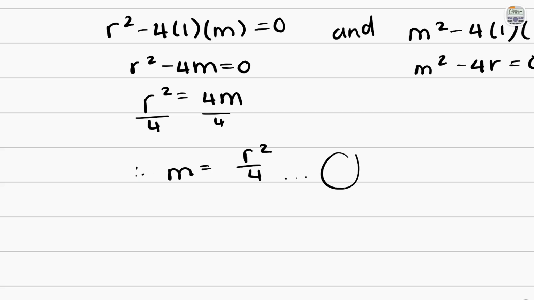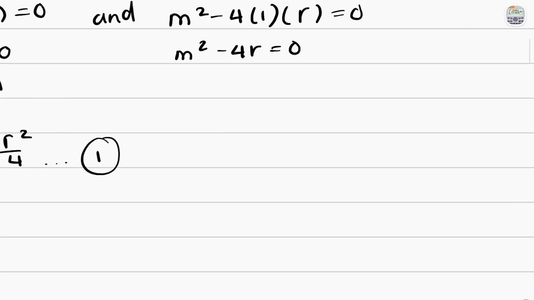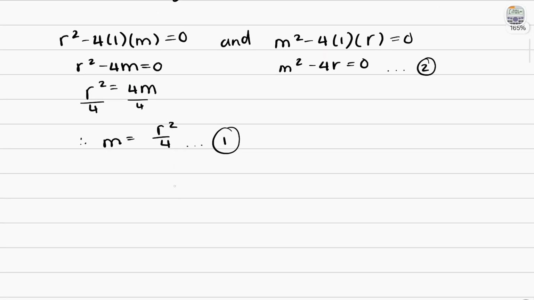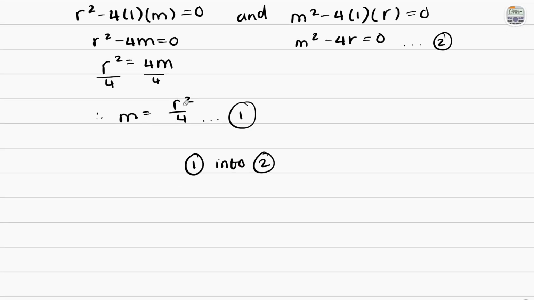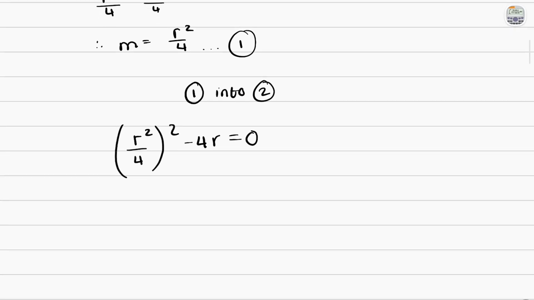And I'll go ahead and say this is equation 1. Okay, m is equal to this value, and I'll call this equation number 2. And so we can simply substitute equation 1 into equation 2. So wherever you see m, replace it with r squared over 4. So this is r squared over 4 all squared minus 4r is equal to 0.